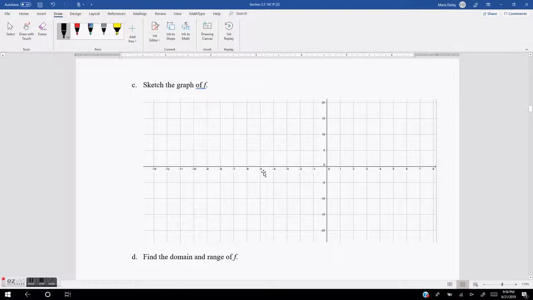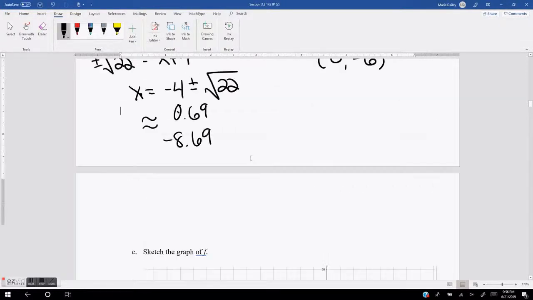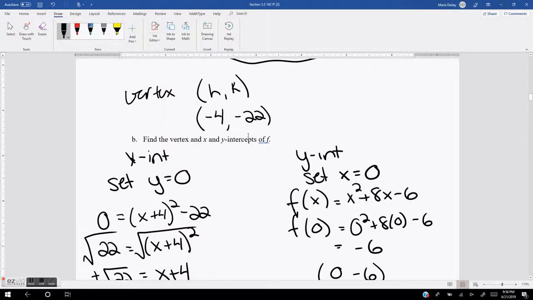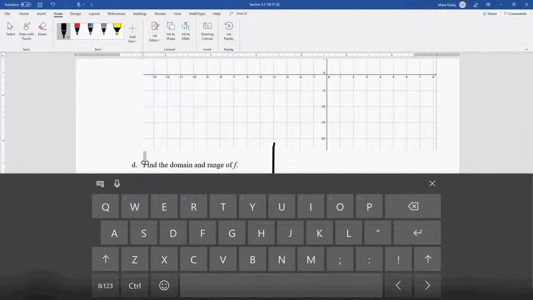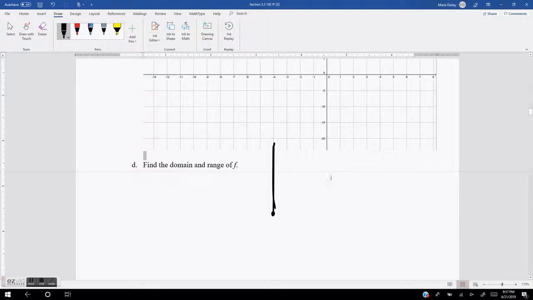So we said my vertex was the point (-4, -22). So (-4, -22), that's going to be down there. Okay, I'm sorry, I don't know why that keeps popping up. Let's erase that, make that a little bit cleaner. Come on. Oh, it's got the eraser. Oh, silly me. Okay, so there's (-4, -22).